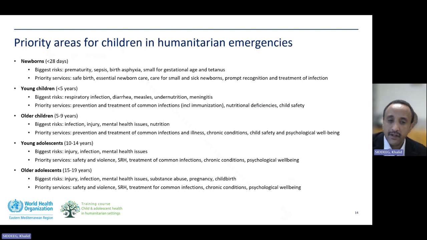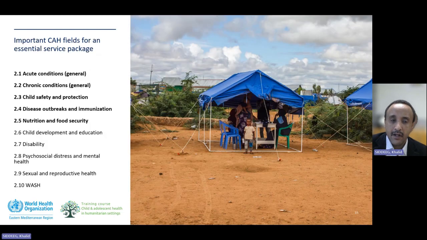That means we need to place extreme emphasis on safety and violence and injury prevention. And for 15 to 19 girls, we need to make sure that they have good access to sexual and reproductive health services, in addition to the overall psychosocial and mental health services.